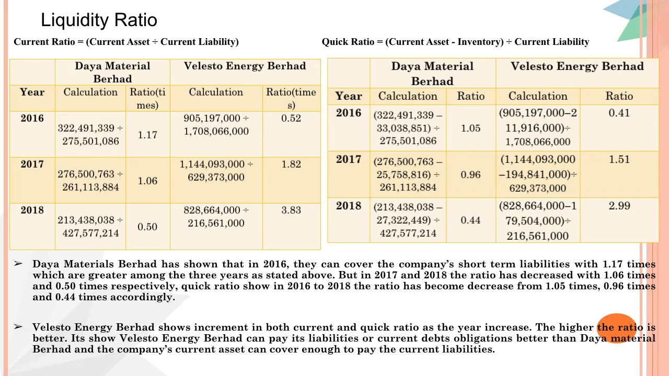Liquidity ratio. We have current ratio and quick ratio. Daya Material Berhad has shown that from 2016 to 2018, the current ratio and quick ratio decreased. Velesto Energy Berhad shows an increase in both current ratio and quick ratio from 2016 to 2018. The higher the ratio, the better. It shows Velesto Energy Berhad can pay its liabilities or current debt obligations better than Daya Material Berhad, and Velesto Energy's current assets can cover enough to pay the current liabilities better than Daya Material.